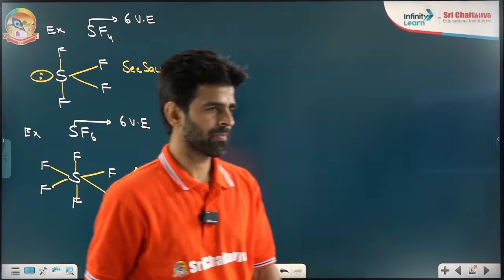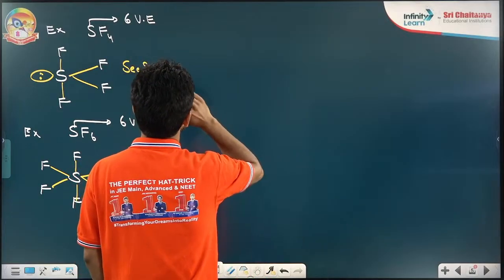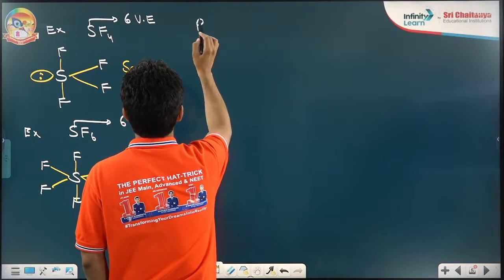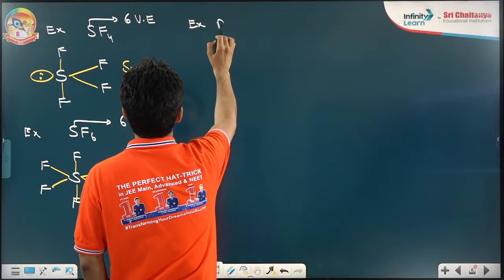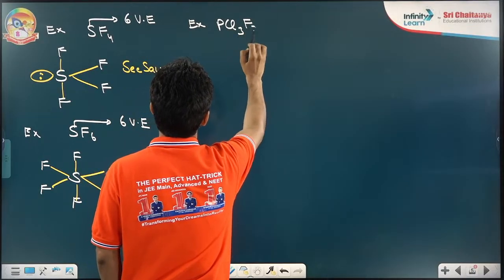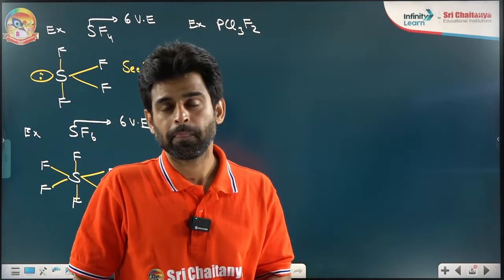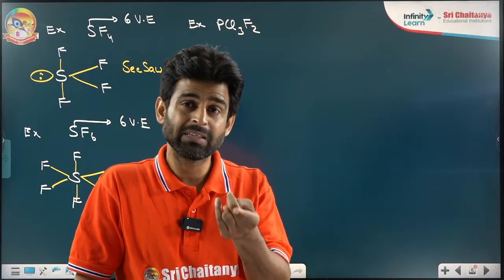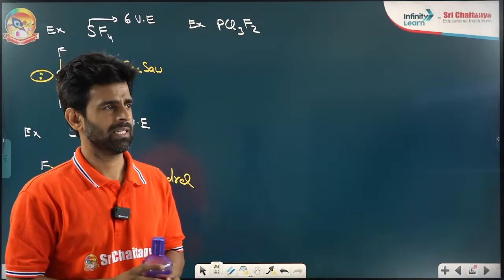Okay, good. Now the next thing is, 2 points we should observe here. Look at this one. I'm giving one little new example. Maybe you have not seen this one. I am taking the PCl3F2. I have 2 types of surrounding elements. I have chlorine surrounding element as well as which one? Fluorine.